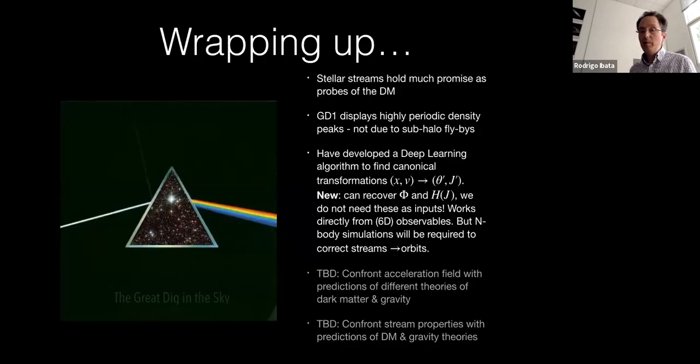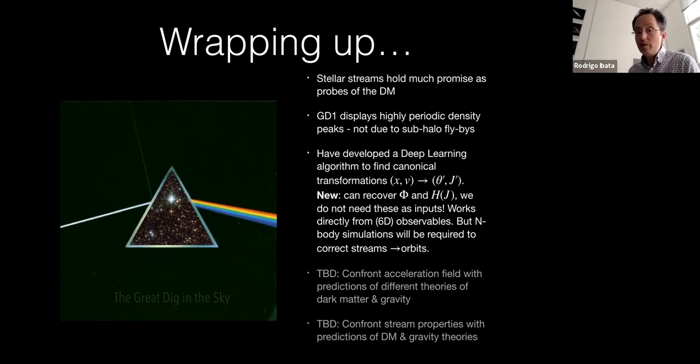So just wrapping up, these stellar streams are, I think, extremely useful as probes of the dark matter and of alternatives to CDM. What we're finding in the case of GD1 is that we believe we see very periodic density peaks when you look at it in actual physical space along the stream rather than in angle. And we've developed this tool to make the canonical transformation between position and velocity and action and angle, which works in a completely automated way. Essentially it's just learning this transformation from the physics rather than from examples.